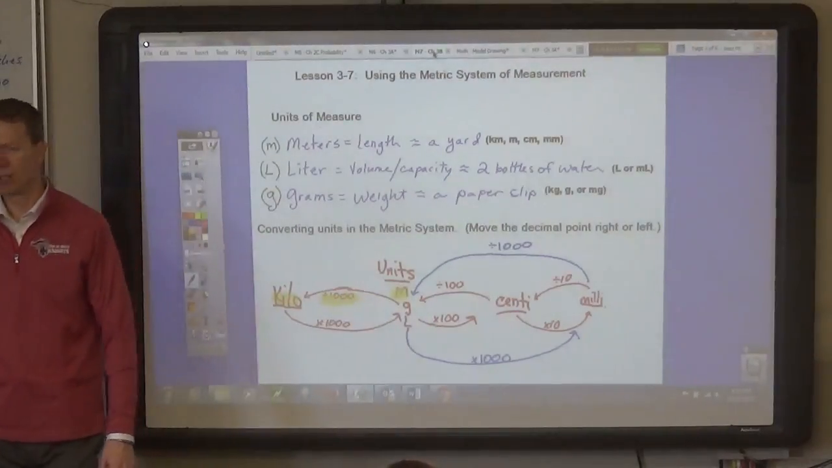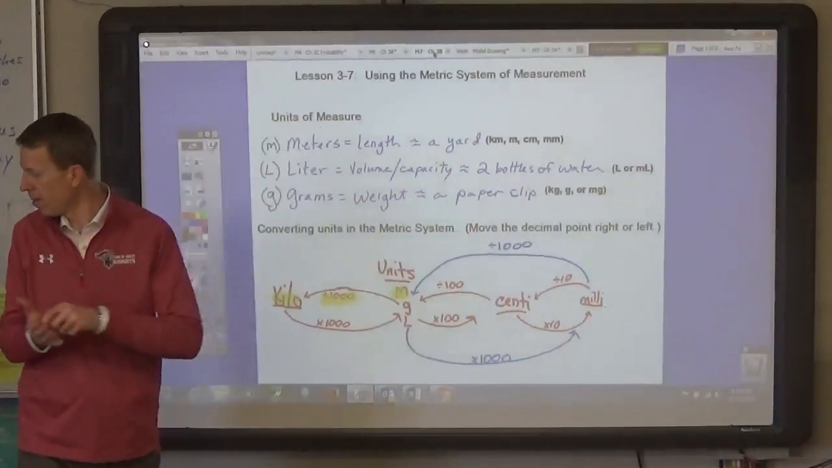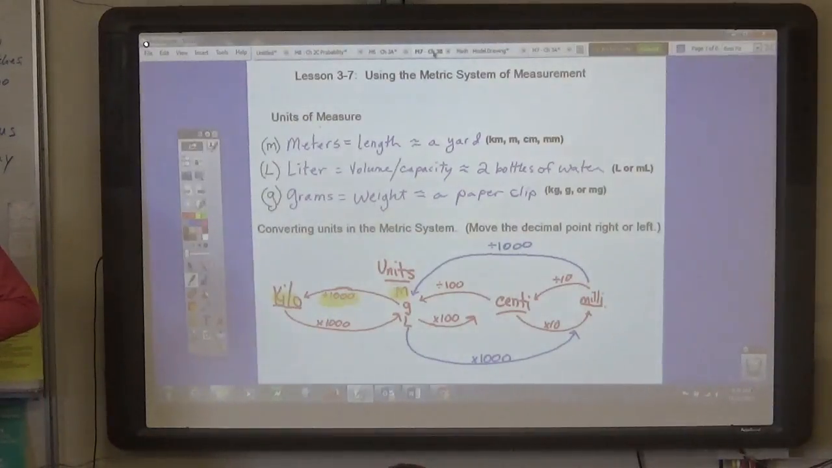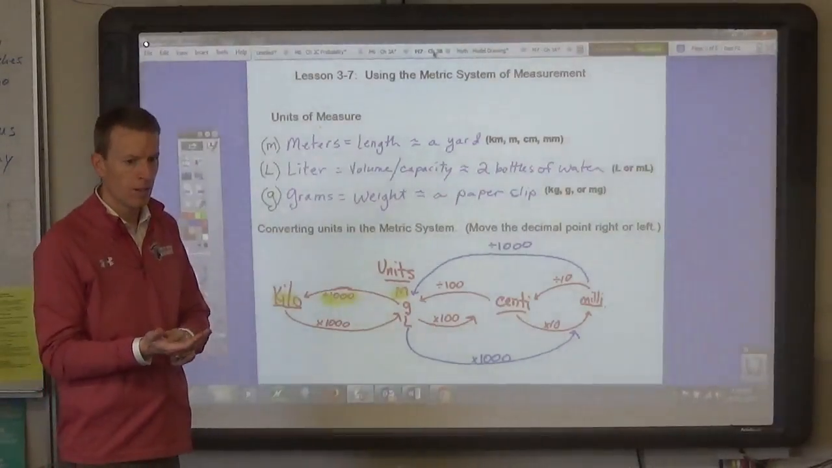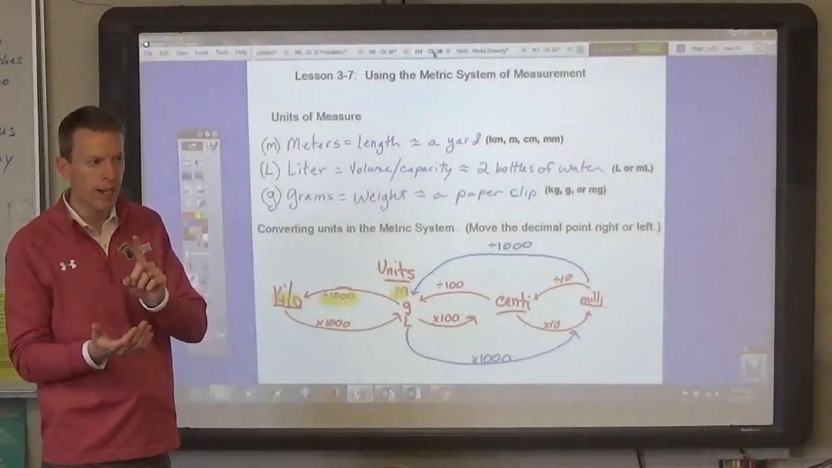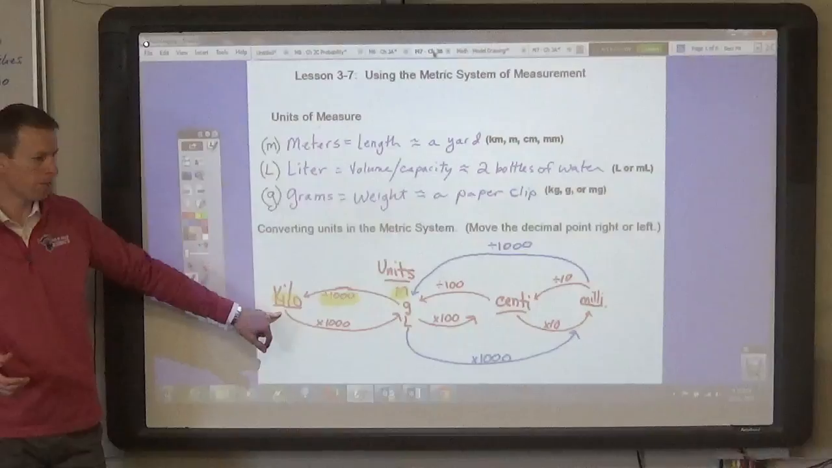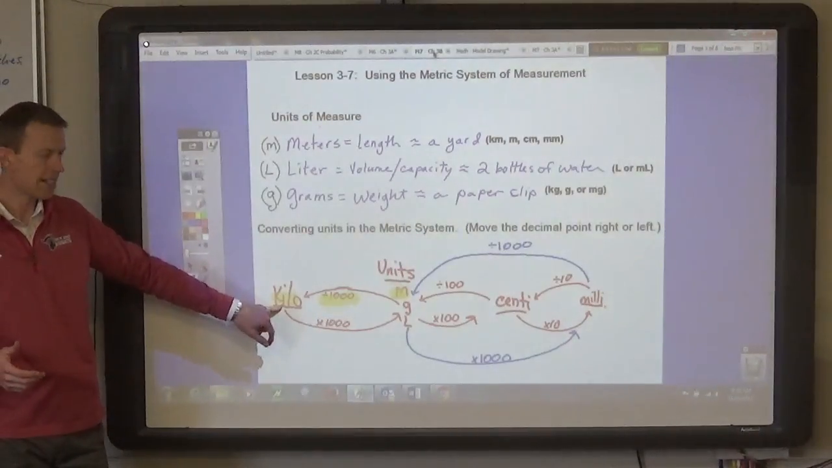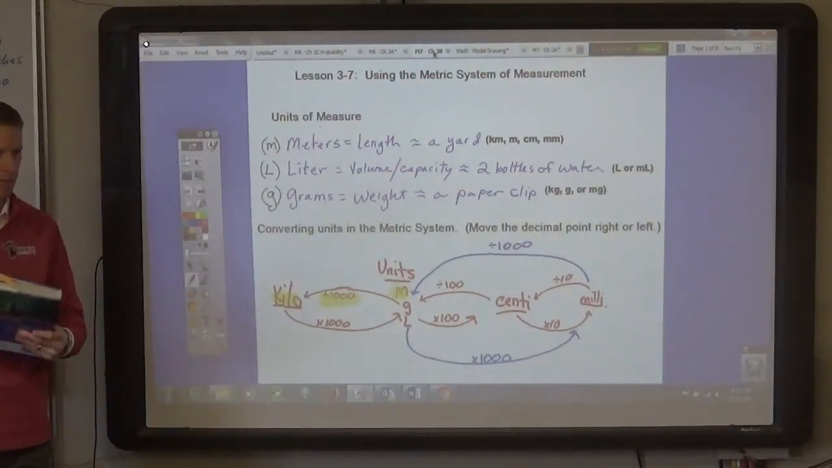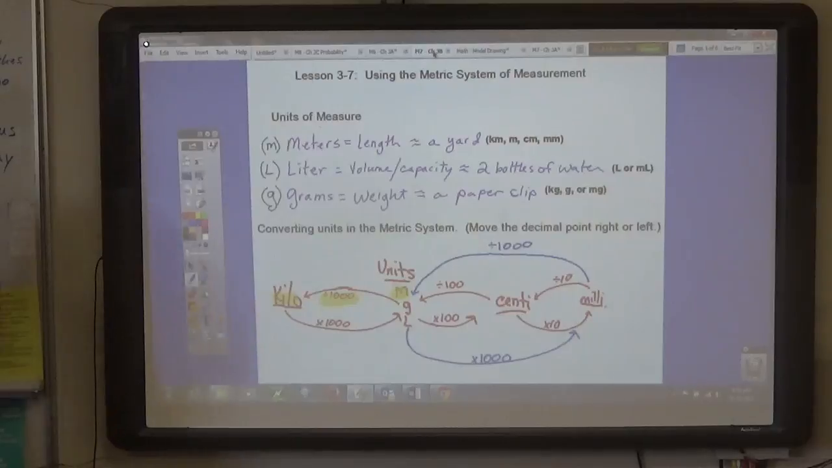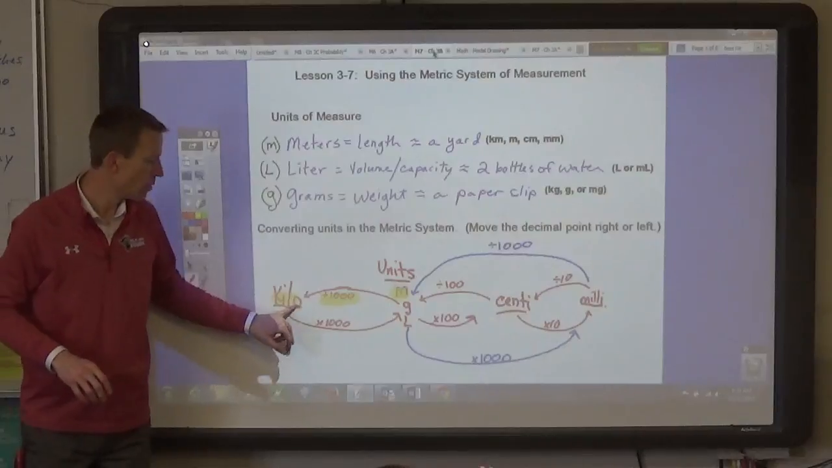Grams are used in the metric system to measure mass. And a gram, it says on page 158, it's about the mass of a paper clip. So if you have a paper clip, that's about 1 gram. And if you have 1,000 of those, it's called a kilogram. And that's about 2.2 pounds. So it's about the weight of your math book, maybe a little less than your math book. Okay? That's 1 kilogram.